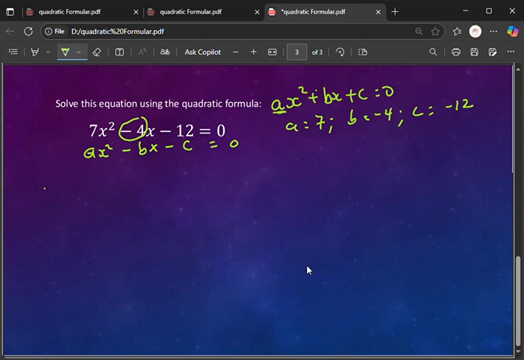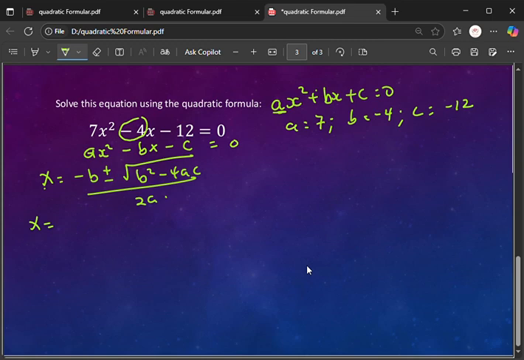No worries about that. Then you can check the formula booklet to write out the quadratic formula. Negative b plus or minus root b squared minus 4ac all over 2a. Now the next step is to substitute. So b, there is a negative in the formula, but b is negative 4.